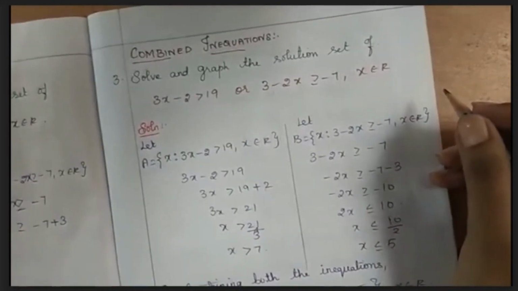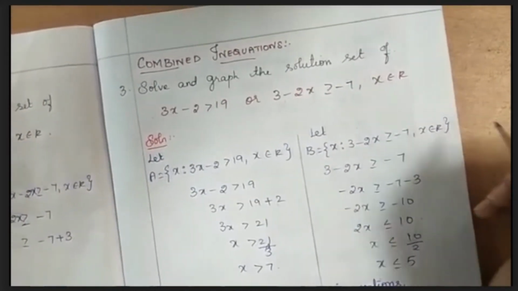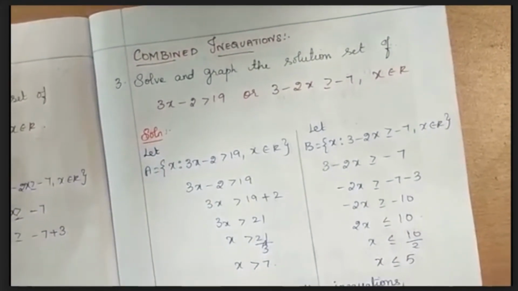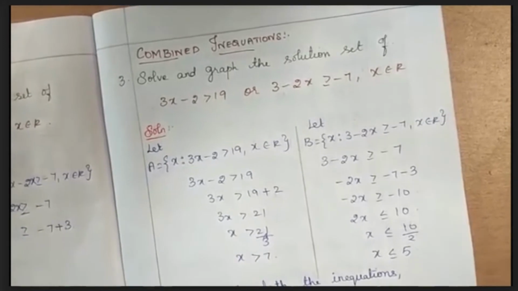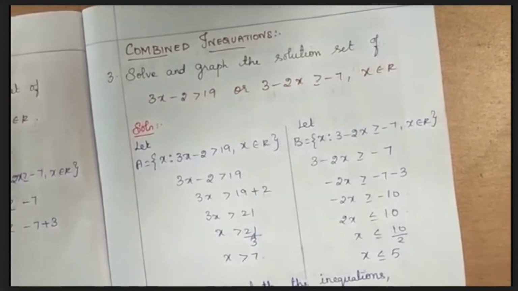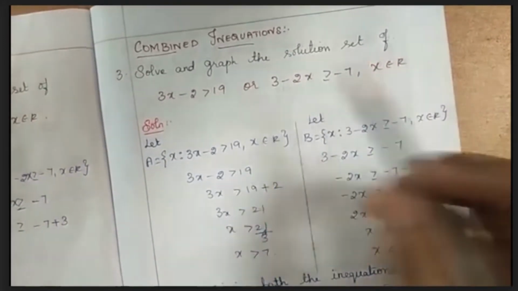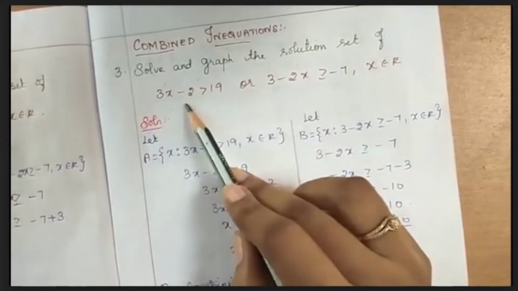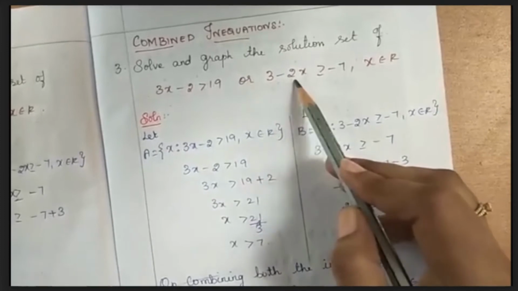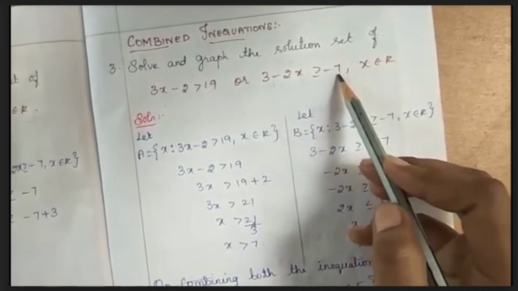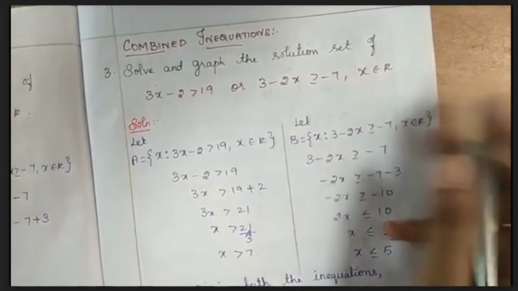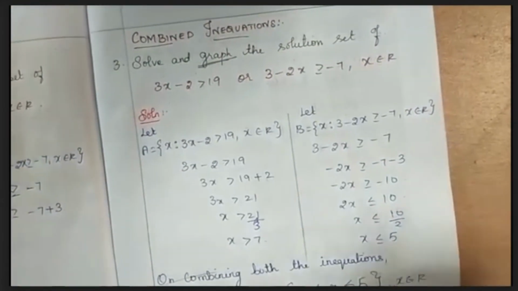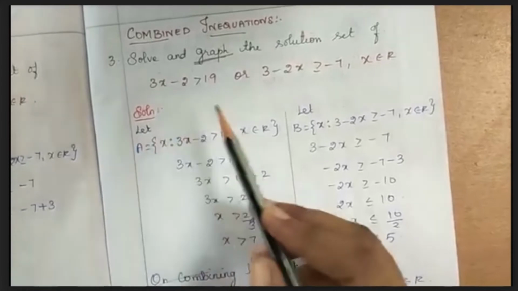So far we have seen only one inequality expression, right? Here two or more inequalities together become combined inequations. Let us have an example. The first one: solve and graph the solution set of 3x minus 2 is greater than 19 or 3 minus 2x is greater than or equal to minus 7, where x belongs to real numbers. Graph is nothing but the number line. So far we have seen that, right? So let us go for the solution.